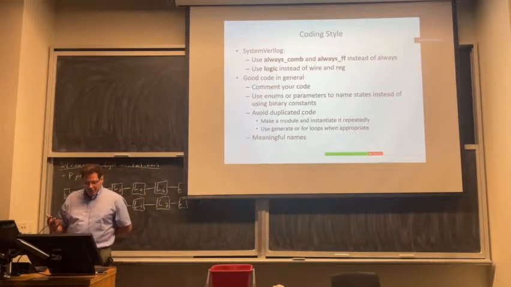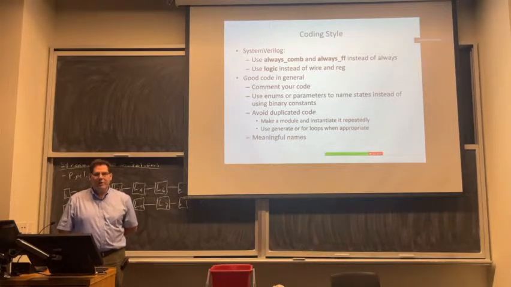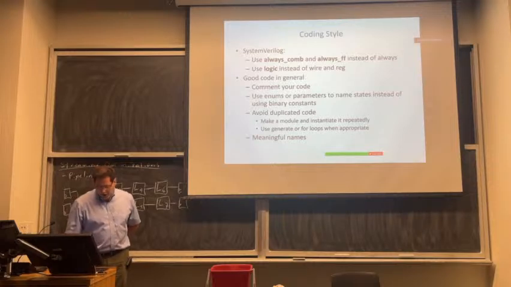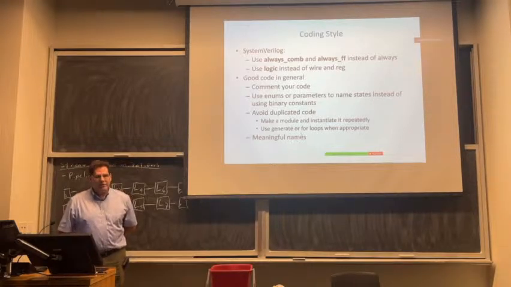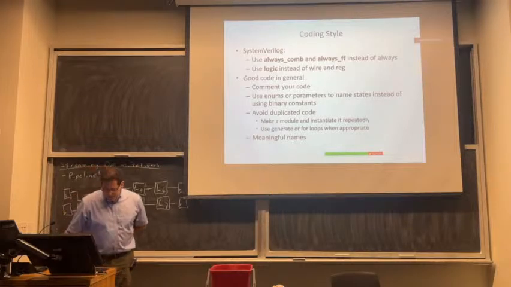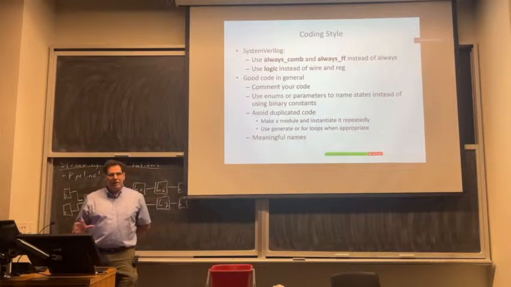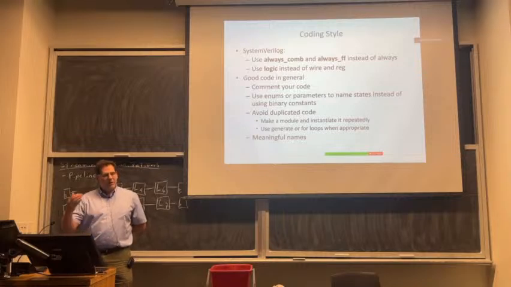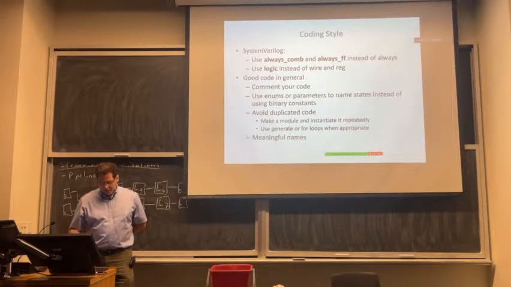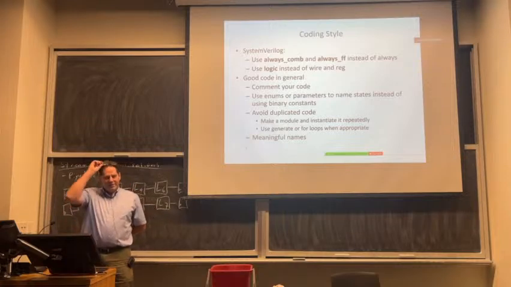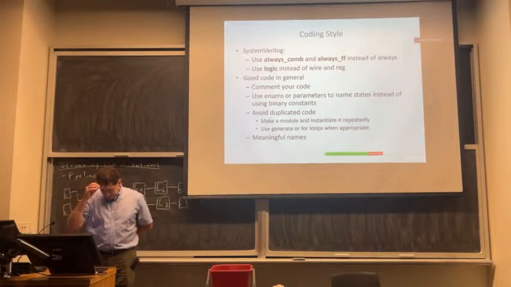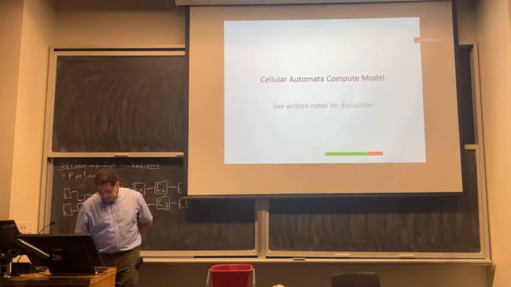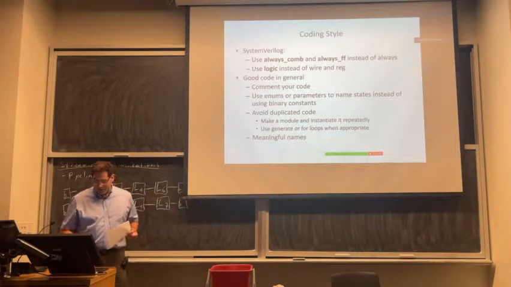Avoid duplicated code. So if you find you've written the same code several times, try to make a module that you can instantiate multiple times, or sometimes you can turn that into a generator or for loop. Generate can be a little tricky to use, so we're not going to be really pedantic about this, but look at your code and think, am I using hierarchy appropriately? Am I using these loop constructs to try to make my short code avoid duplication? And use meaningful names. So make your names very explicit. Okay, that is something for the end of the lecture if we get that far.